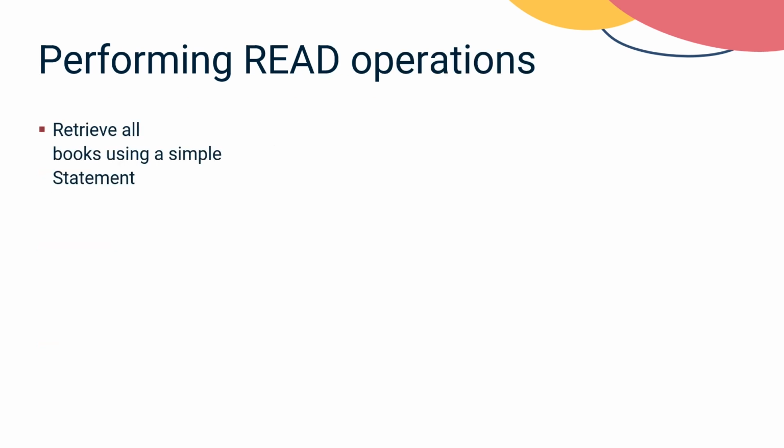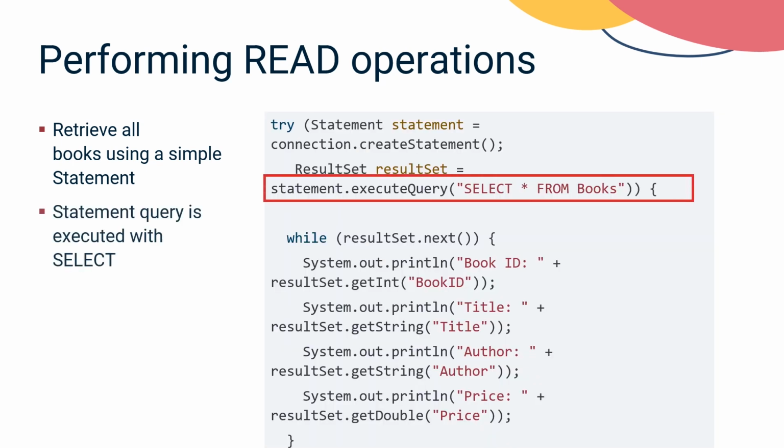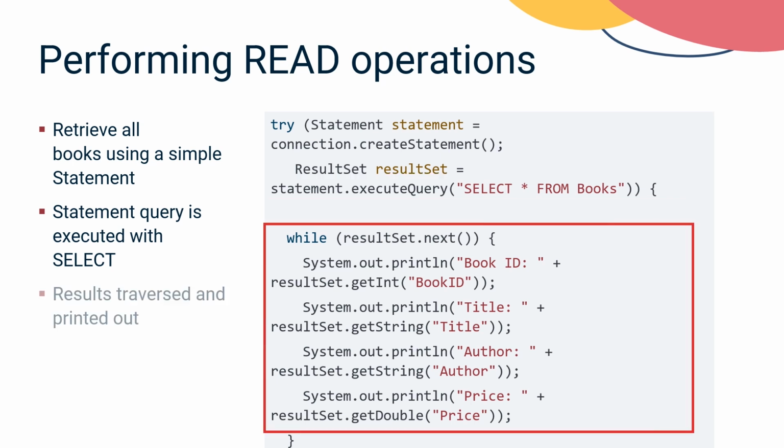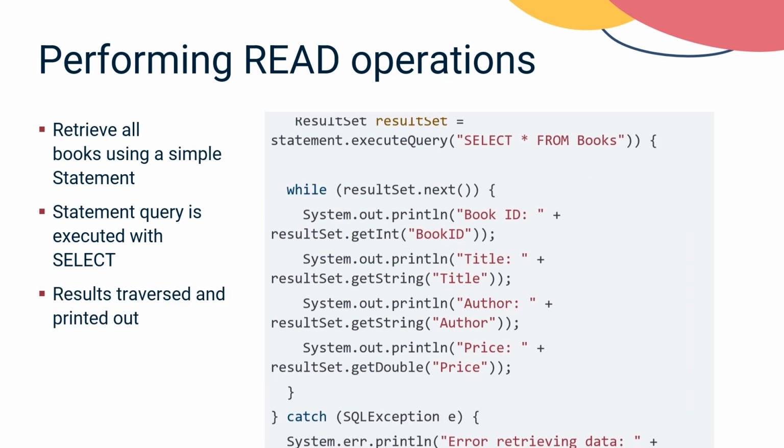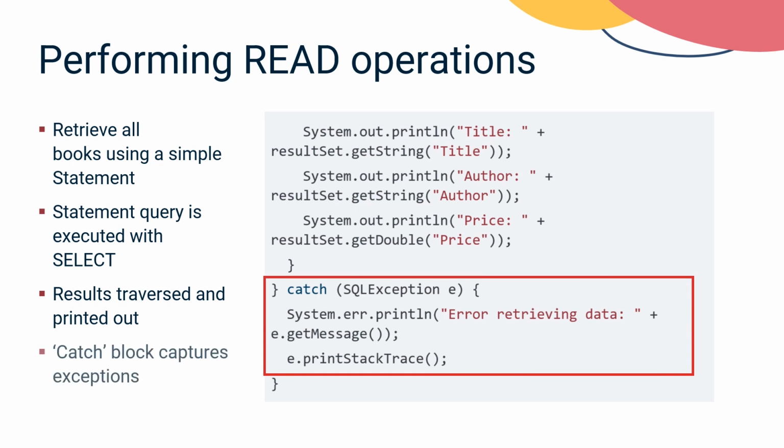In terms of performing read operations, here is an example of using a simple statement object to retrieve all the books in the inventory and then output information about each book's book ID, title, author, and price. In this code, the statement query is executed using select asterisk from books, and the results are traversed and printed out. As before, a catch block captures any exceptions that occur.